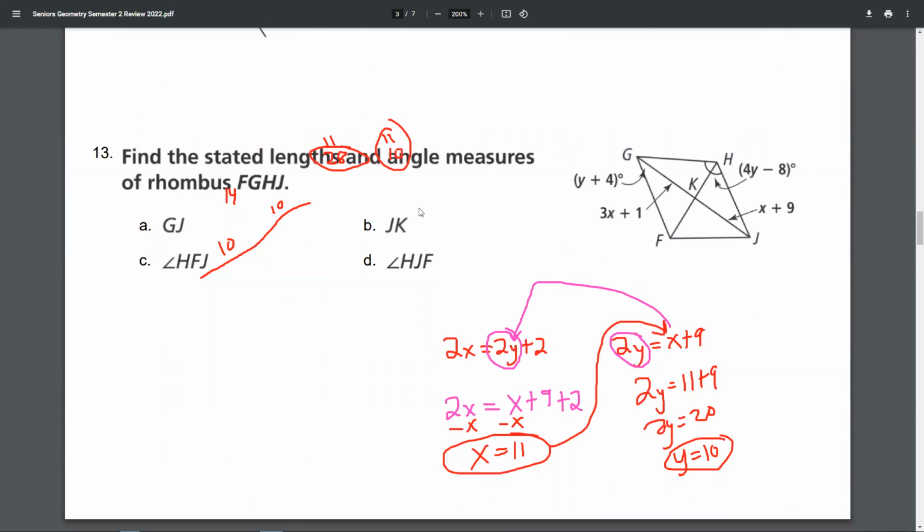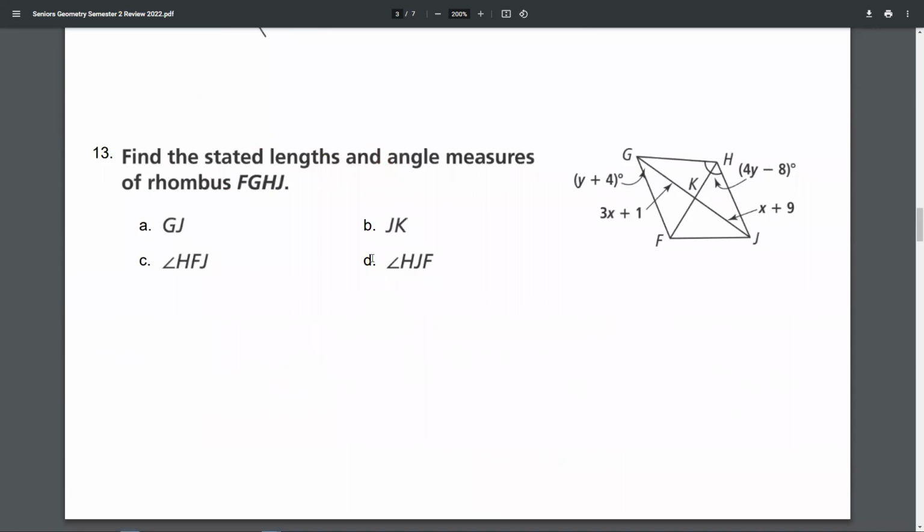All right, we've got two more for topic 6. We're going to find the lengths and angle measures of rhombus FGHI. That's the big rhombus here. We know diagonals bisect each other. So x plus 9 equals 3x plus 1. We're looking for sides as well, so yes, that's relevant. Diagonals bisect each other, so 3x plus 1 equals x plus 9, this one and this one.